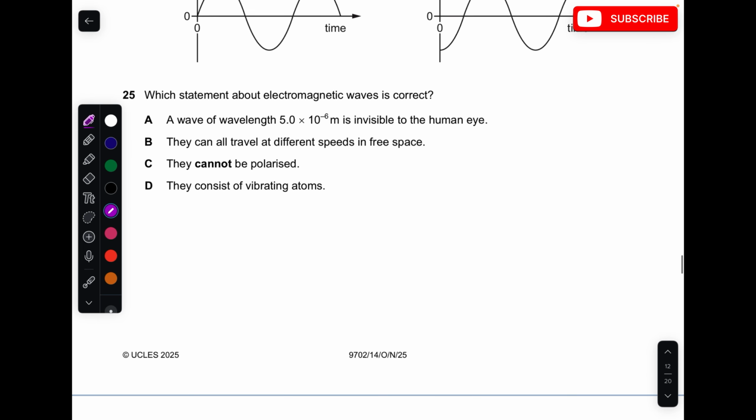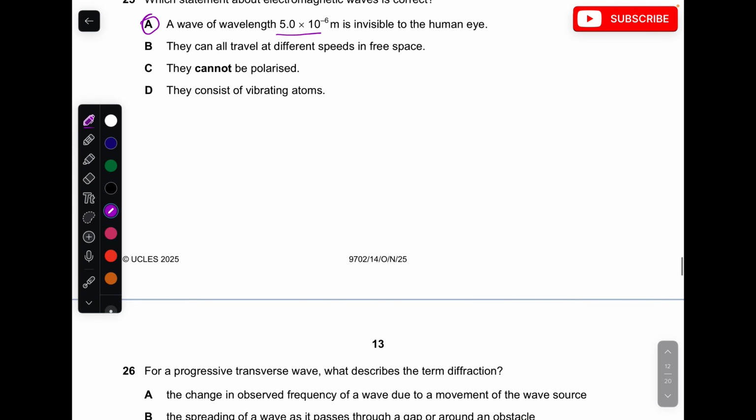Question 25, which statement about electromagnetic waves is correct? Very easy question. It's the option about a wave of a given wavelength. This is invisible, yes, it is not in the range of visible light. So you have to memorize the range of all the spectrums in the electromagnetic spectrum, like IR, UV, X-rays, gamma rays, and visible light.